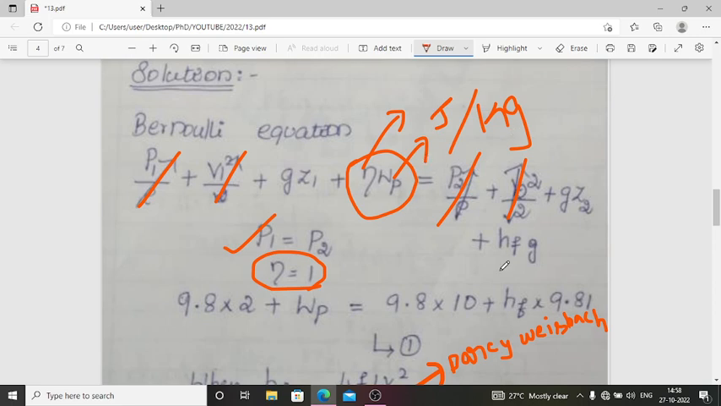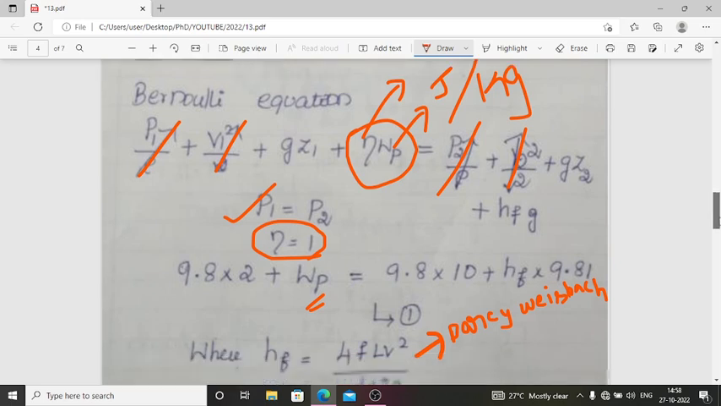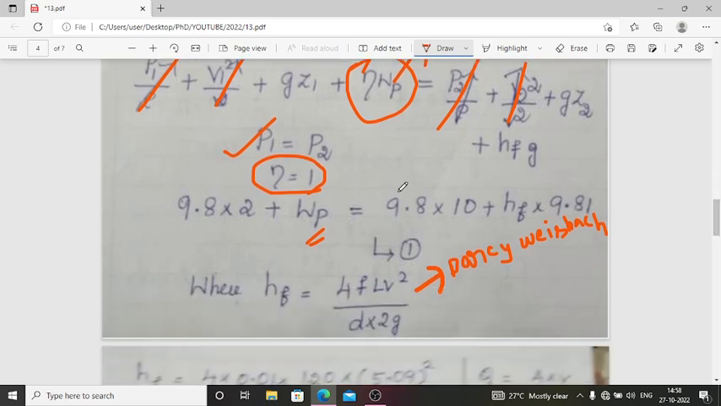Are you clear? Okay. So here the rest of the terms. On the LHS side, G into Z1, G is 9.8, Z1 is 2, plus Wp. Wp is in joule per kg, so this we are going to calculate. This Wp is nothing but pump work per unit mass of fluid. On the RHS side, G into Z2, 9.8 into Z2 value 10 meter, plus HF into G.